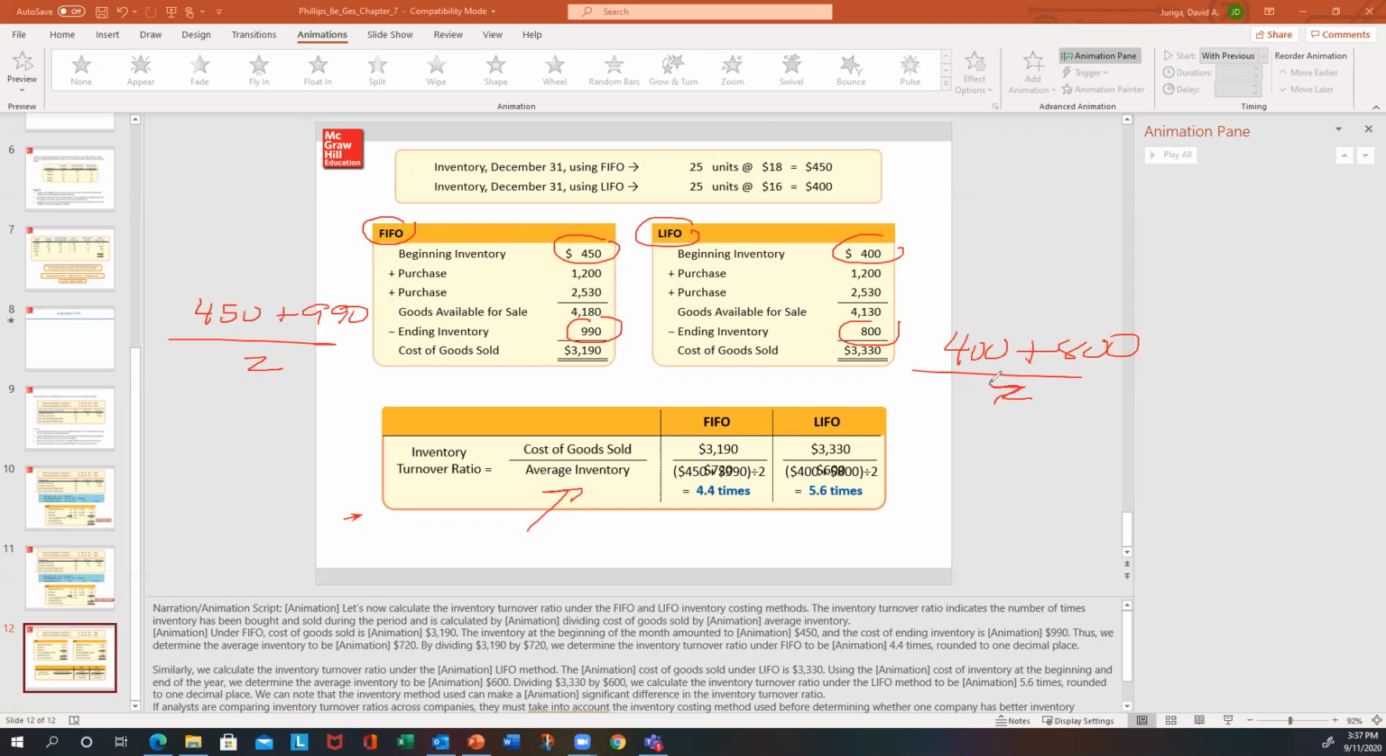That looks like a Z, but that's actually a 2. And that's what's going to go in the denominator. For each of these, you can see how that does affect the turnover ratio. For FIFO, it says 4.4, and for LIFO, it says 5.6. So from a comparative standpoint, if you're using LIFO, it would actually make your company look like it's selling inventory a little bit faster than under FIFO. If that makes any sense.